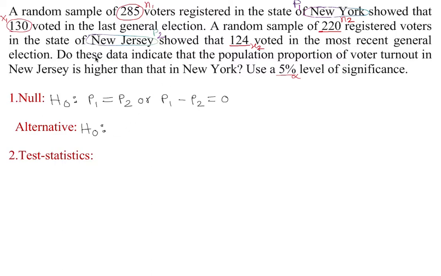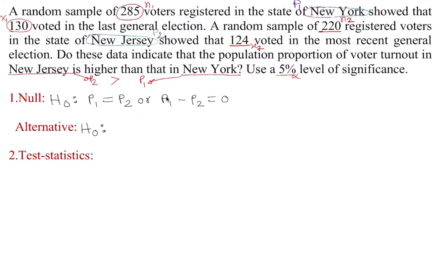So how do we come up with that? We're going to read it. Do these data indicate that the population proportion of voter turnout in New Jersey is higher than New York? Here you go, New Jersey. What did I label New Jersey? I labeled it phi2. And New York, I said, is my phi1. They said higher, so phi2 is greater than phi1. Since I have phi1 at the beginning, I'm going to use phi1.